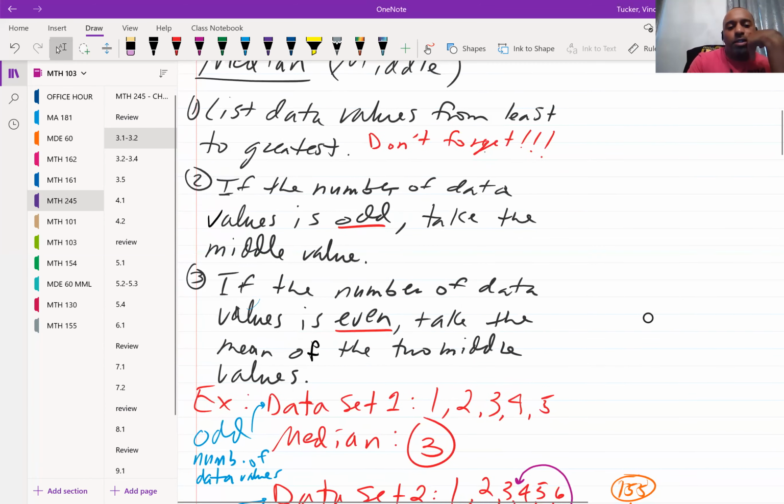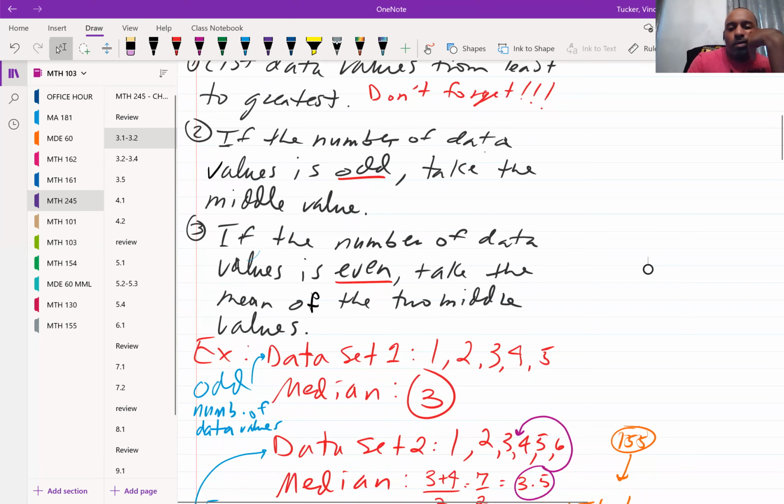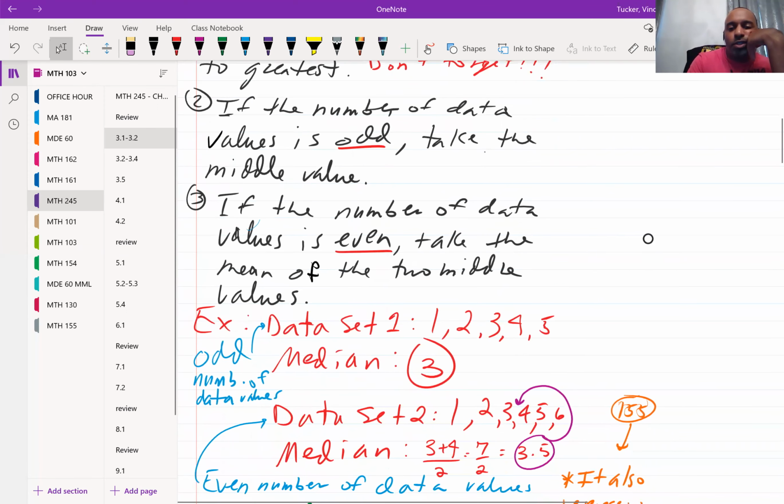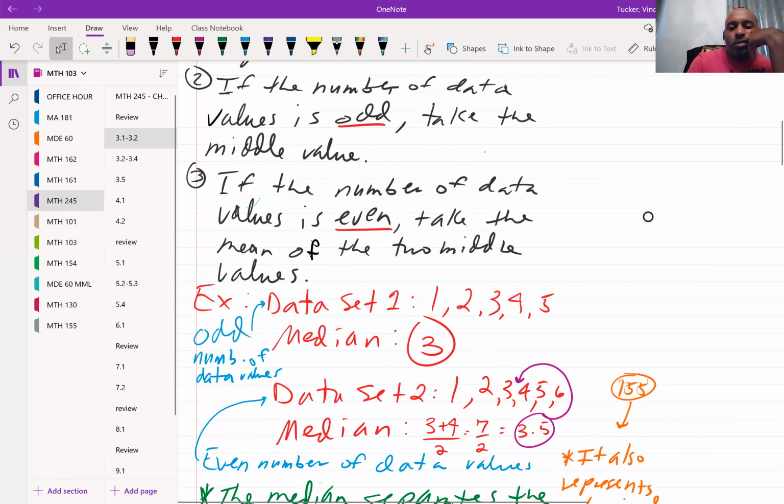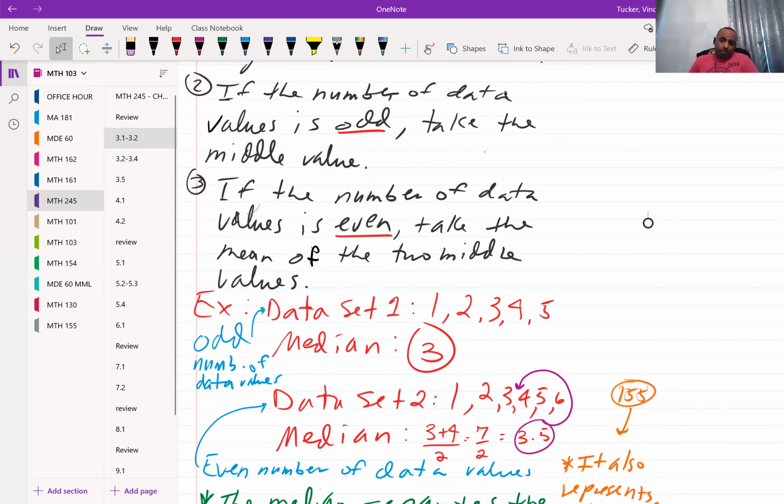So we have 2 data sets, so we can explore both situations. So data set 1, I have the numbers 1, 2, 3, 4, 5. That's an odd number of data values. So that means we have a legit middle number, and that middle number is 3. So that would be our median.